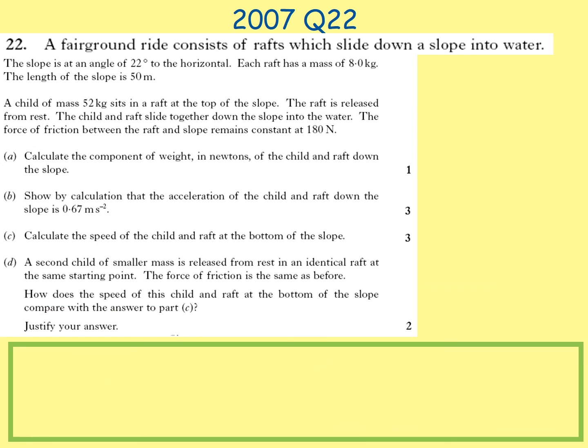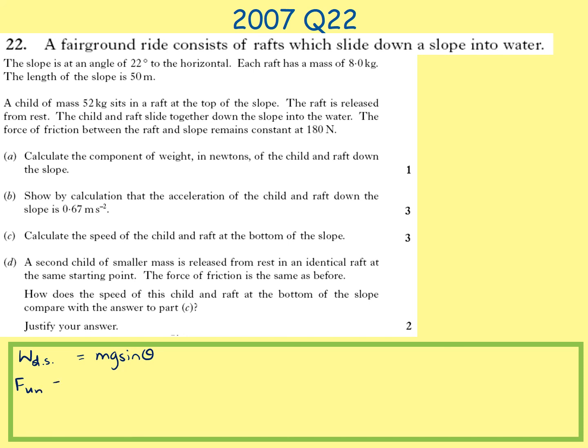Part D. A second child of smaller mass is released from rest in an identical raft at the same starting point. The force of friction is the same as before. How does the speed of this child and raft at the bottom of the slope compare to the answer to part C? Justify your answer. Thinking about this one, let's have a little look at the equations we used. First one, to calculate the unbalanced force, we used our component of the weight down the slope, and that was equal to mg sine theta. And we combined that with friction to get our unbalanced force.